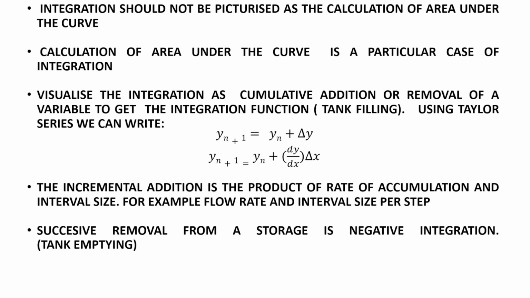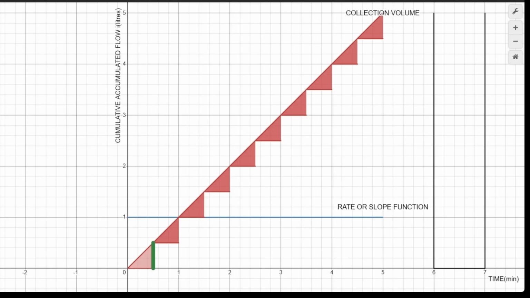Successive removal from a storage is a negative integration. For example, tank emptying. In this case, the delta y is subtracted from the previous value. For example, if you want to calculate y of n plus 1, it is y of n, the present value, minus delta y. Here also, delta y is given by the product of dy by dx and delta x.